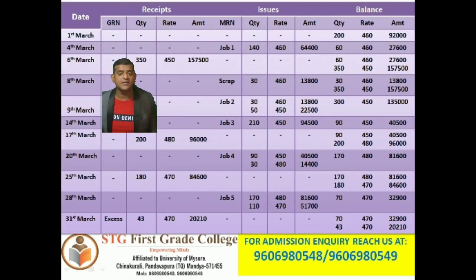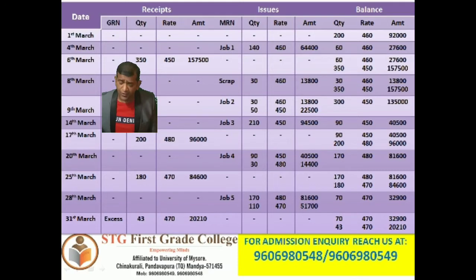And the rest, out of 120, I have issued only 90. So I have to take 30 units. Clear? 30 tons of materials at the rate of 480 rupees. So 30 into 480, that comes to 14,400 rupees. So balance is 200 minus 30, is 170 tons. So 170 into 480 rupees. So that amount comes to 81,600 rupees.